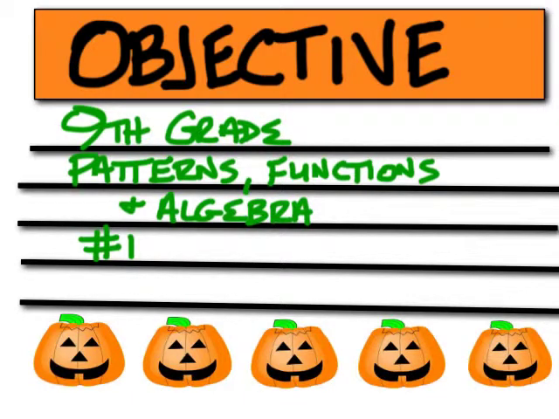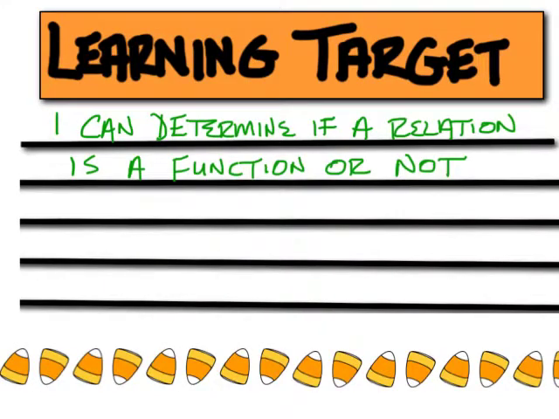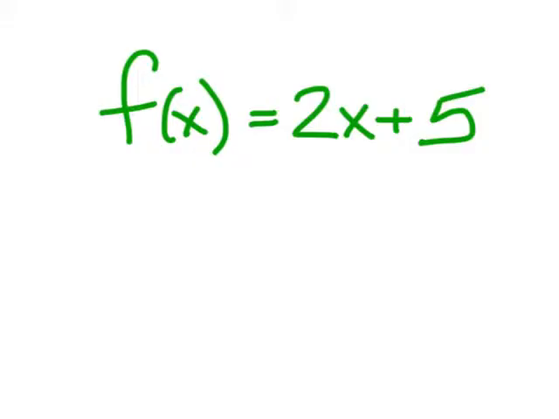For today, the objective is 9th grade patterns, functions, and algebra number 1, which is the first red card on the wall. We'll be on those at least until Christmas or maybe after. The learning target for today is I can determine if a relation is a function or not.